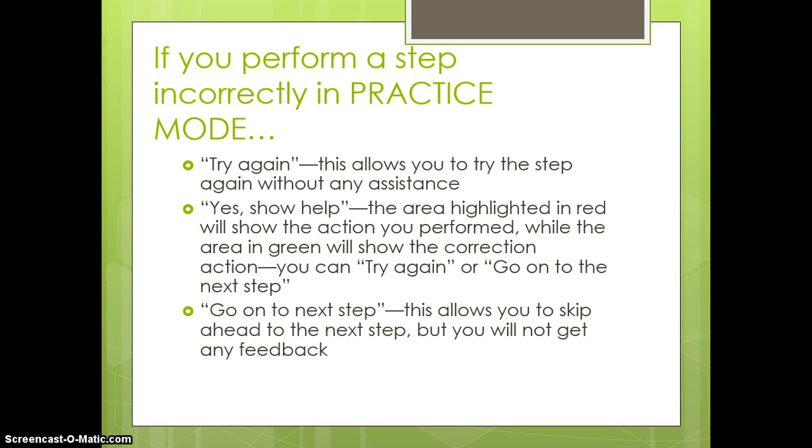Now, if you perform a step incorrectly in practice mode, you will get a pop-up box with 3 options. Your first option allows you to try again, and this will let you just try the step again without any assistance. The second option is Yes, Show Help. It will actually put a red box around where you clicked and a green box around where you should have clicked. So at this point you can try again and make sure that you do get the step correct, or you can go on to the next step.